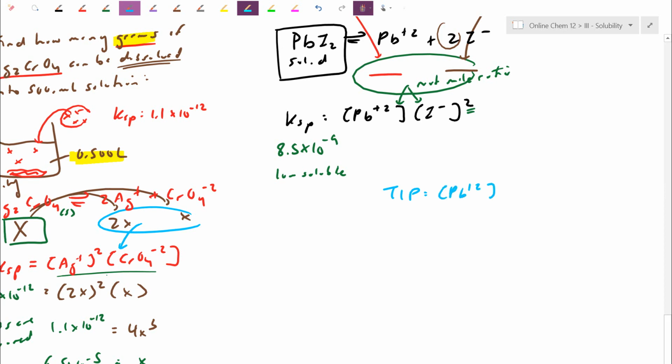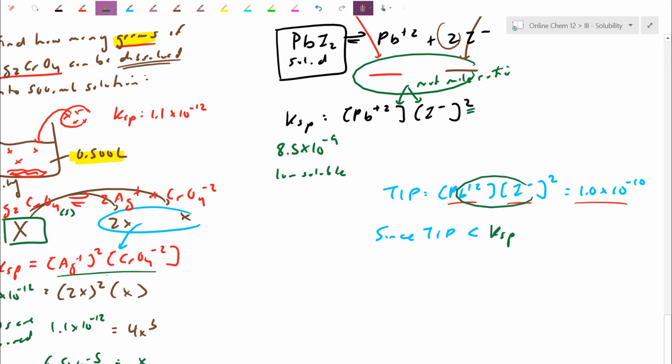Perhaps my Pb2+ multiplied by my iodide squared, perhaps this one here, just make up a number. Let's say it came out to be 1.0 times 10 to the negative 10. So I just tested my current values. I did the dilution, I did the mixing, I did this Pb times iodide squared, and I ended up getting this. In this situation, since your TIP is actually less than the KSP, my ion concentrations aren't high enough to hit this KSP limit here. Our conclusion was that no precipitate forms.